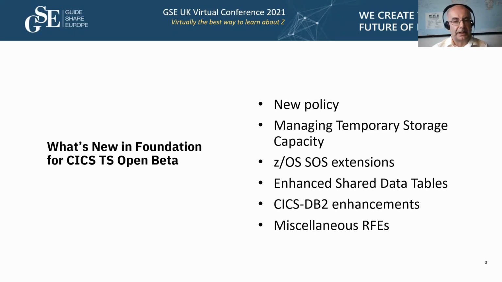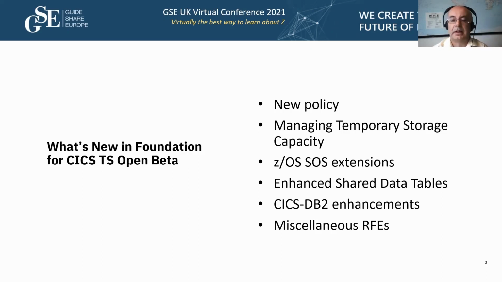So I'm going to be talking about new policies, managing temporary storage capacity, some enhancements we made in 5.6 to do with z/OS shortened storage. I'll talk about enhanced capacity for shared data tables, a couple of CICS DB2 enhancements, and then I'll finish off with some miscellaneous RFEs. So these are RFEs that we nickname quick wins.